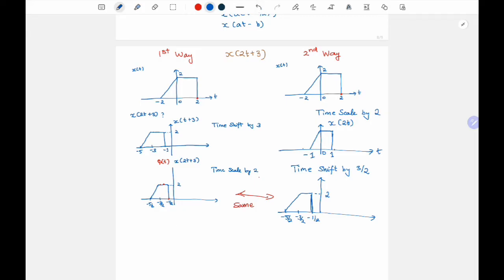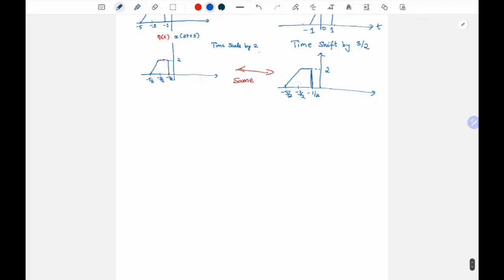You can stick to that, and with practice you will get used to it and will not make any more mistakes. Initially, it is normal to make mistakes. So you do the shifting first and then do the scaling, right? Okay, next we'll see the classification of signals.